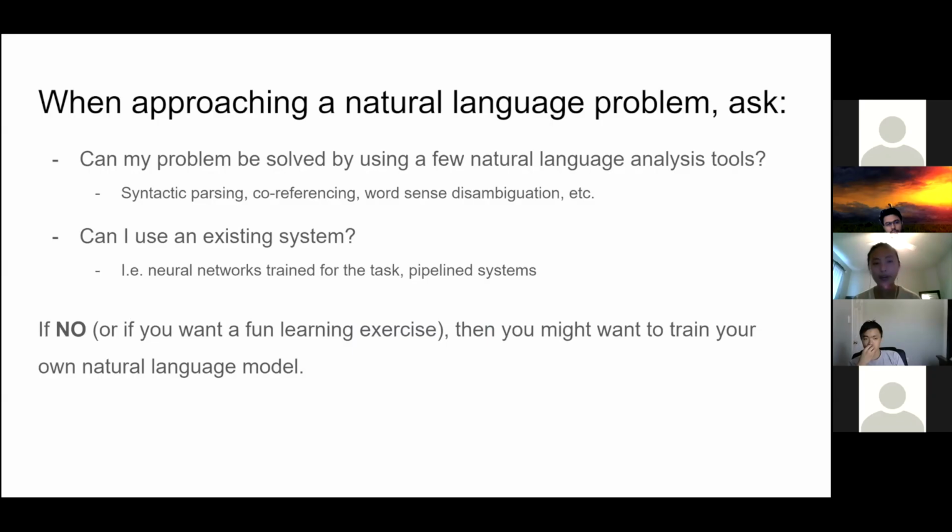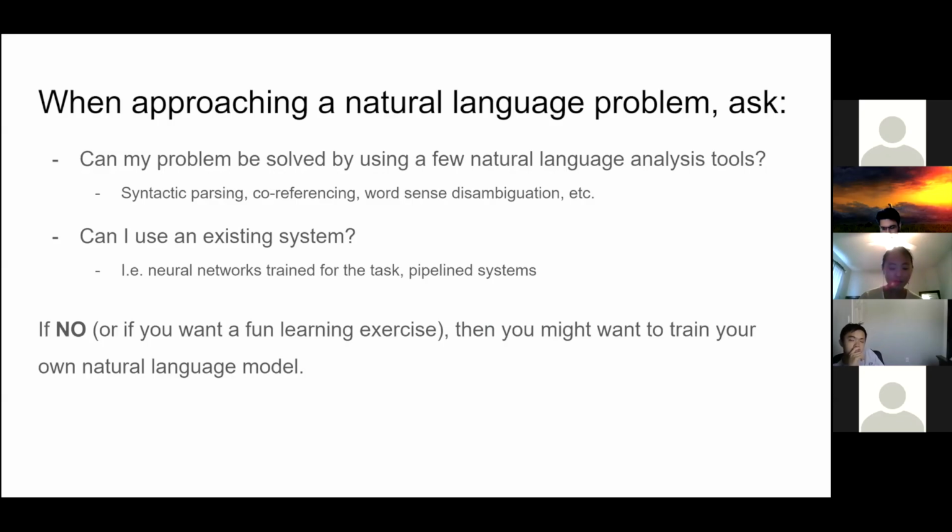Finally, I think the takeaway from this comparison of the pipeline approach versus the black box approach is that whenever you're approaching a natural language problem, you should be asking if your problem can be solved by using a few natural language analysis tools. And this includes the ones I showed above, as well as the other tools that you could find in AllenNLP, spaCy, etc. And if so, it might be easiest to go that route if you don't need anything too sophisticated that requires linking together several different representations.